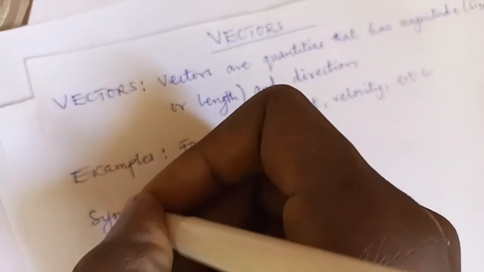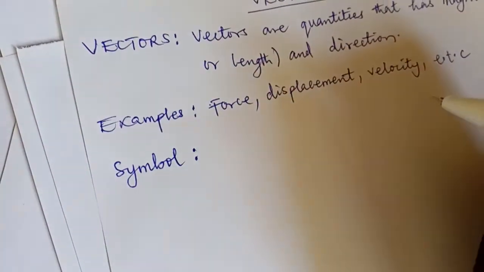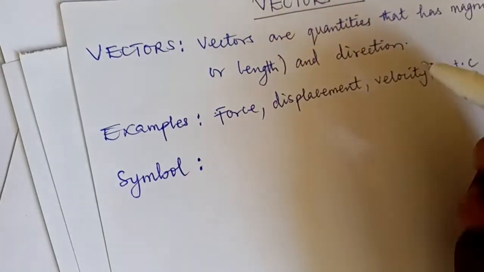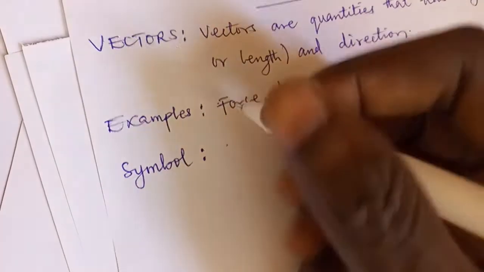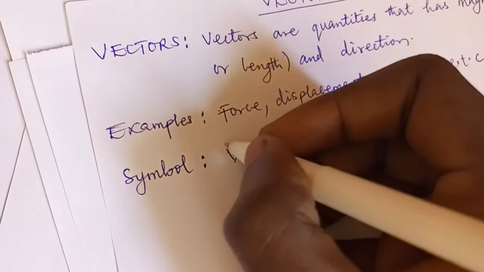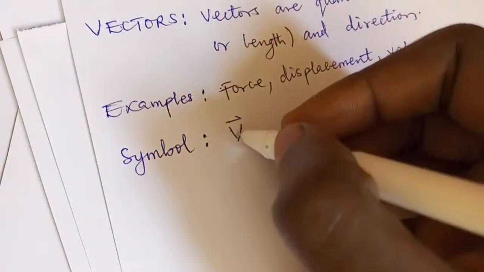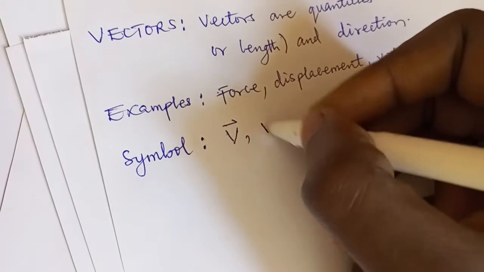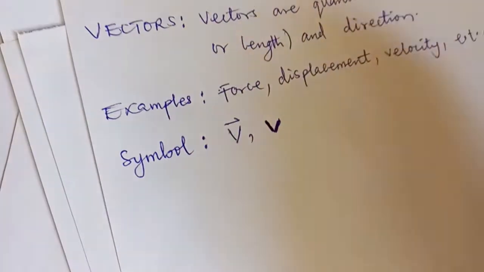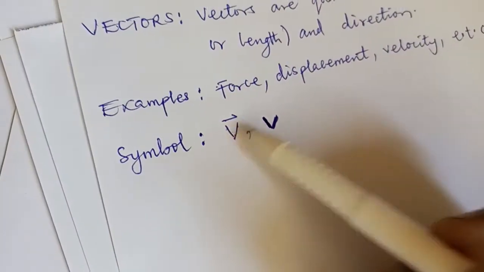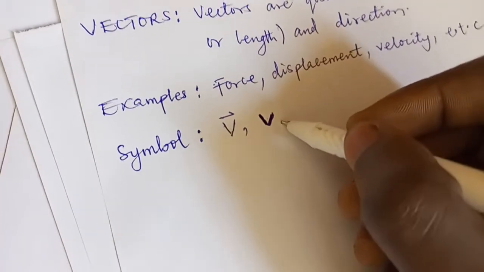Then the symbol of vector. Usually the notations that the textbooks use are two notations. When you see a letter, let's assume this is V with an arrow on top, this is read as vector V. This notation, a letter with an arrow, or this notation, a bold letter. If you come across either of these, it is telling you that the quantity being discussed here is a vector quantity.